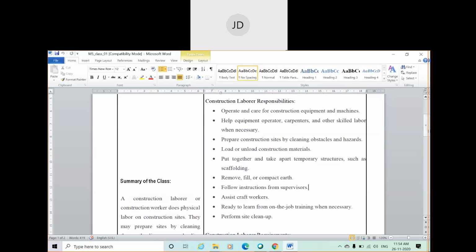You can also write in your own language. If you can understand, fine.